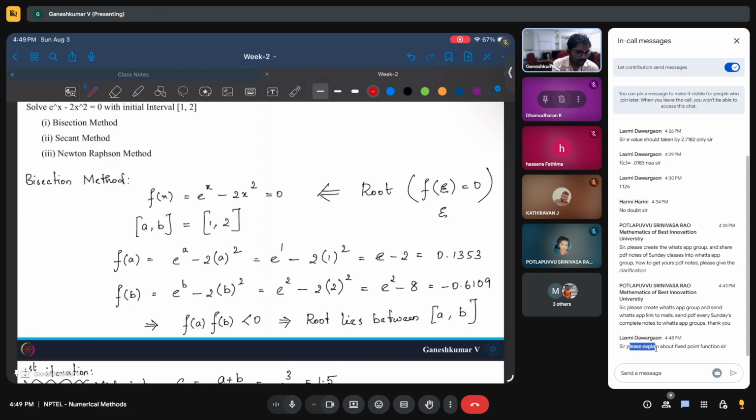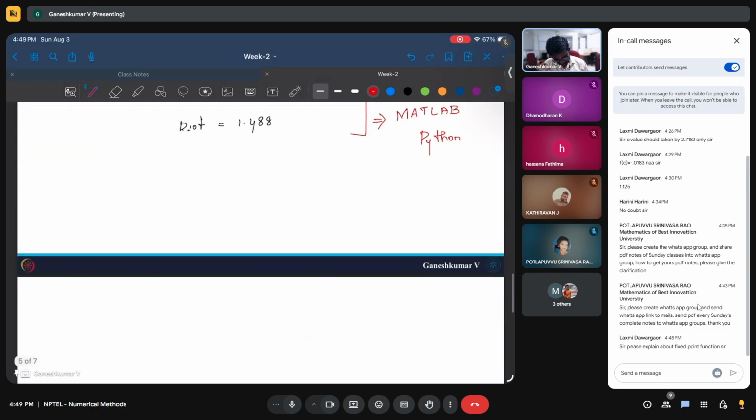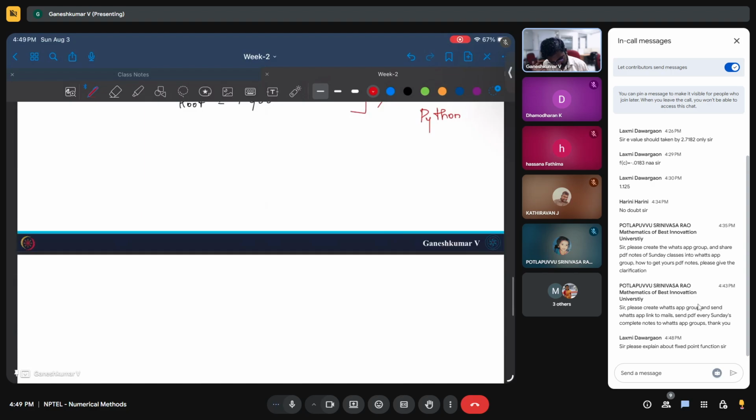And please explain fixed point functions. Okay, yeah, we will do that, maybe after solving the other two problems. So I hope there is no problem with the bisection method. You guys were able to follow.